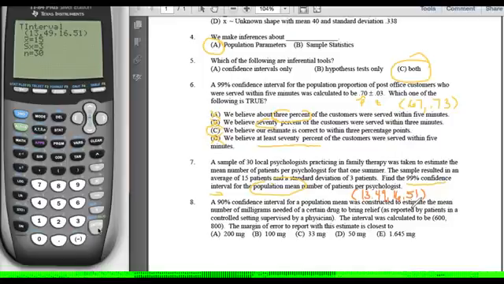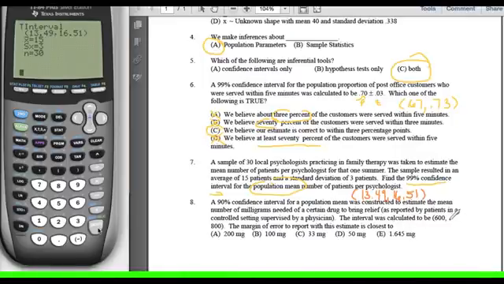Final one for this video, a 90% confidence interval for a population mean was constructed to estimate the mean number of milligrams needed of a certain drug to bring relief, as reported by patients in a controlled setting supervised by a physician. Our interval is calculated to be 600 milligrams to 800 milligrams. So that's my confidence interval. I want to know, well, what is the margin of error to report? What's it closest to? Is it 200 milligrams, 100 milligrams, 33, 50, or 1.645 milligrams?